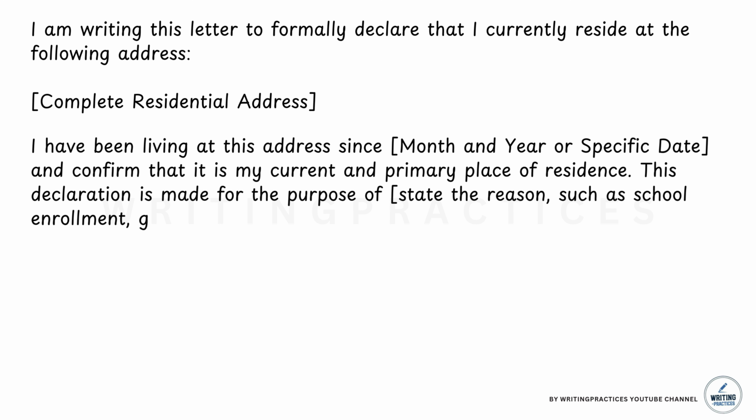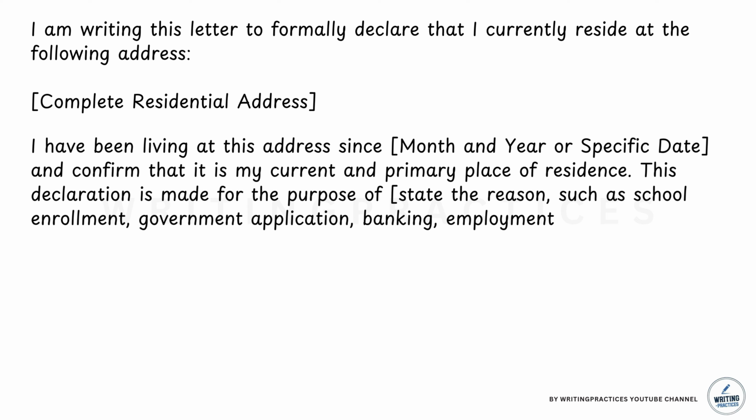This paragraph confirms that the address is your primary residence while explaining why the declaration is being submitted. Including the date you began living at the address and the purpose of the declaration gives the recipient important context and helps determine whether your residency meets the applicable requirements. Clearly stating the purpose also allows your letter to be matched with the appropriate application or request.